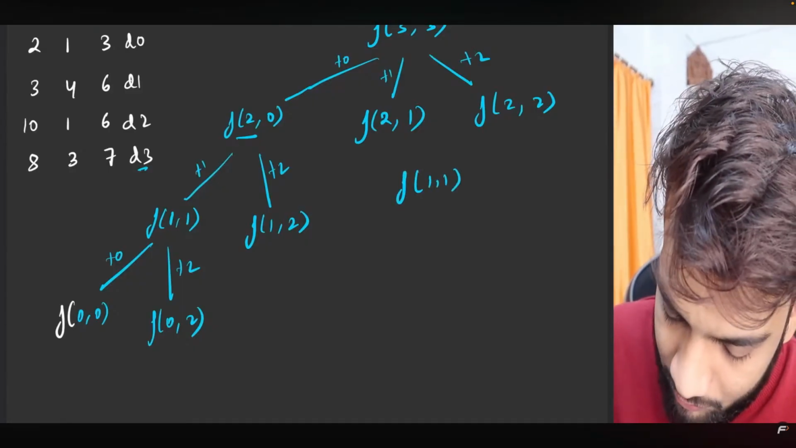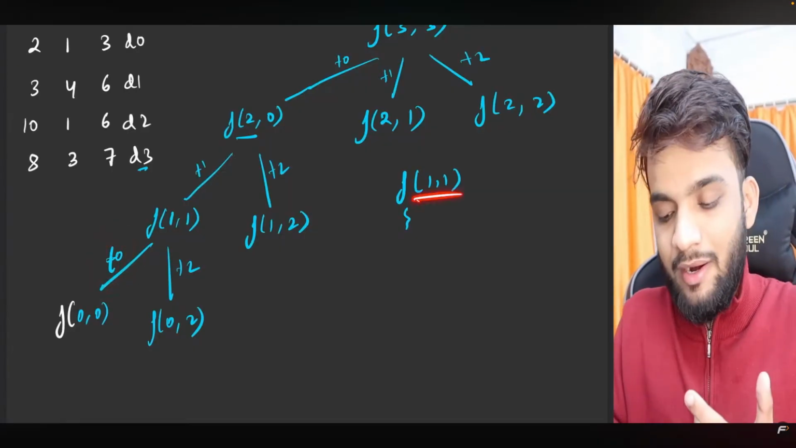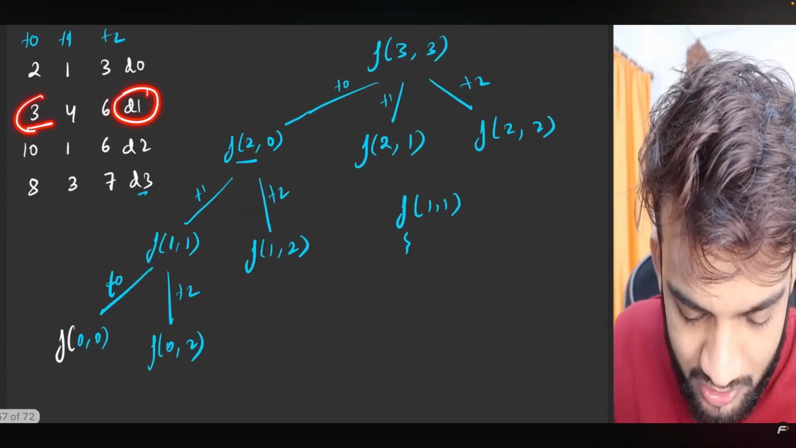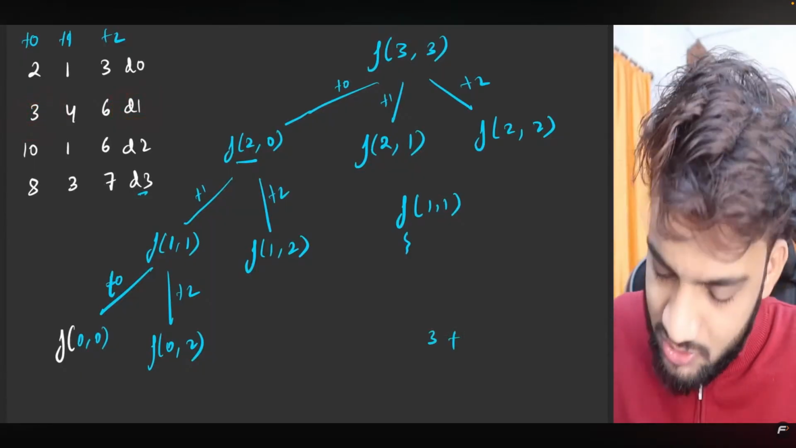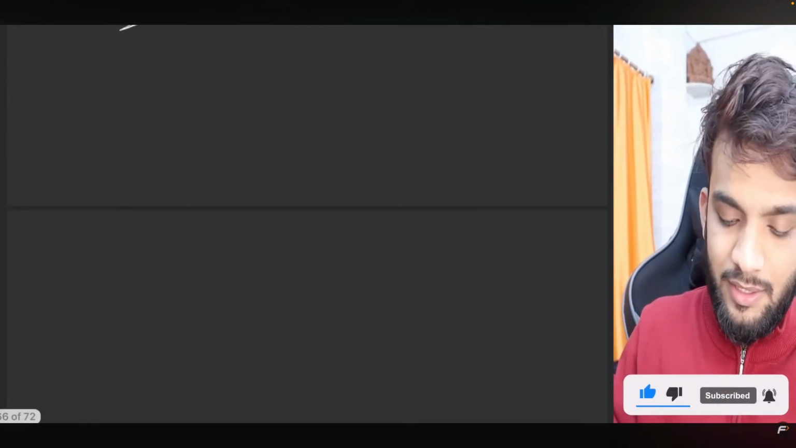Now, a very, very interesting question. You're at f of 1, 1, and you perform the task 0. What will be the points that you'll add on f of 1, 1? On f of task 0, 3. 3 is what you'll add if you perform task 0. So, 3 plus, you're calling f of 0, 0. Remember this. Whenever this f of 0, 0 goes, it's a base case.